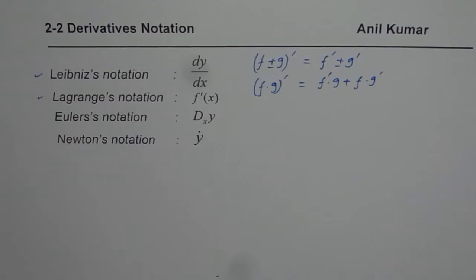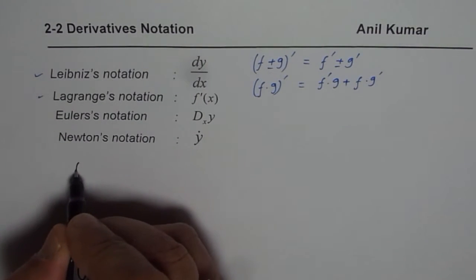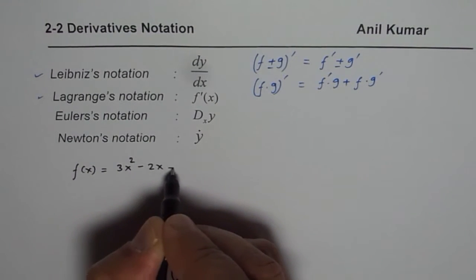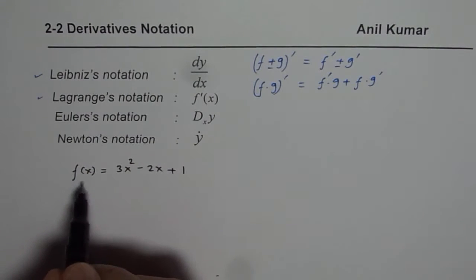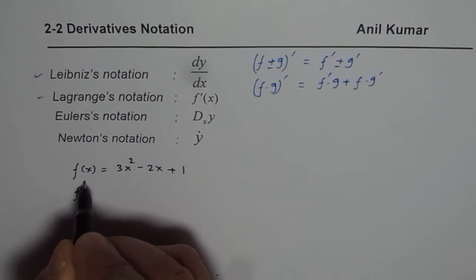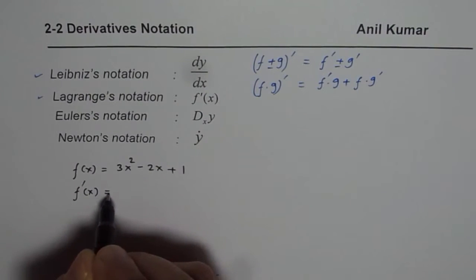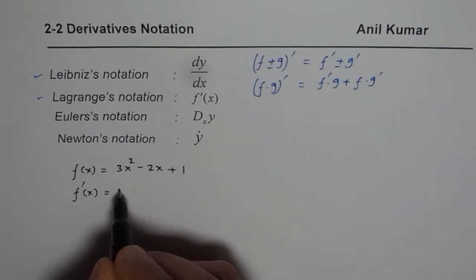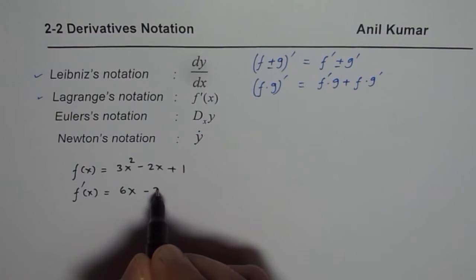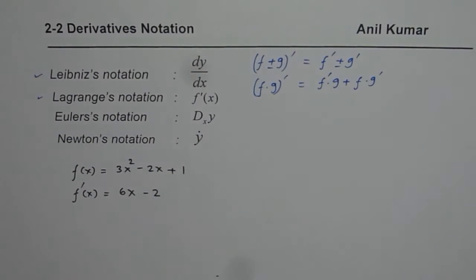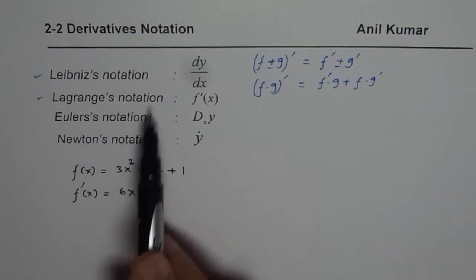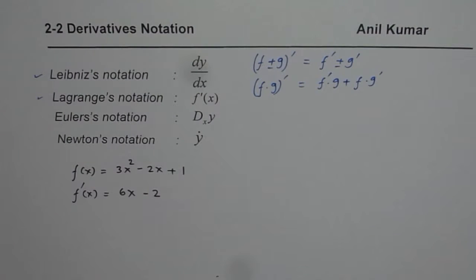If I have a simple question, let me take f of x equals, let us say, 3x squared minus 2x plus 1. And I need to find the derivative of this function. So very conveniently I can write f dash x equals, we'll apply the power rule, 3 times 2 is 6, so you get 6x minus 2 as our solution, correct? So when you have an equation in the form of function notation, Lagrange's notation is the preferred way of solving. So that comes by default, right?